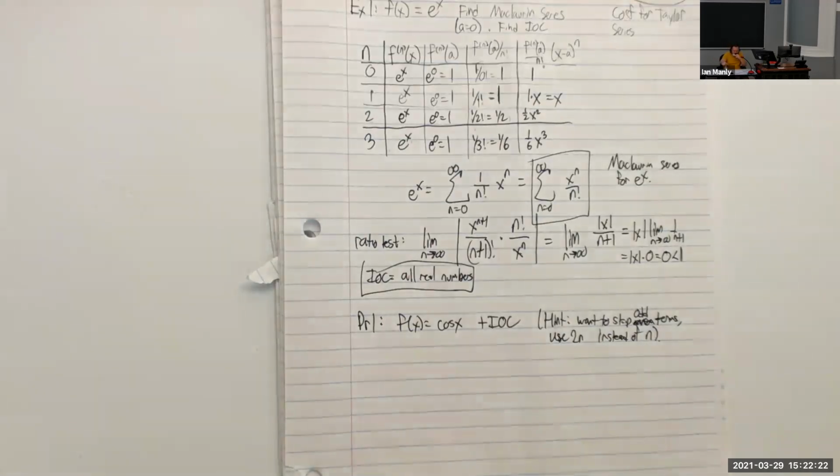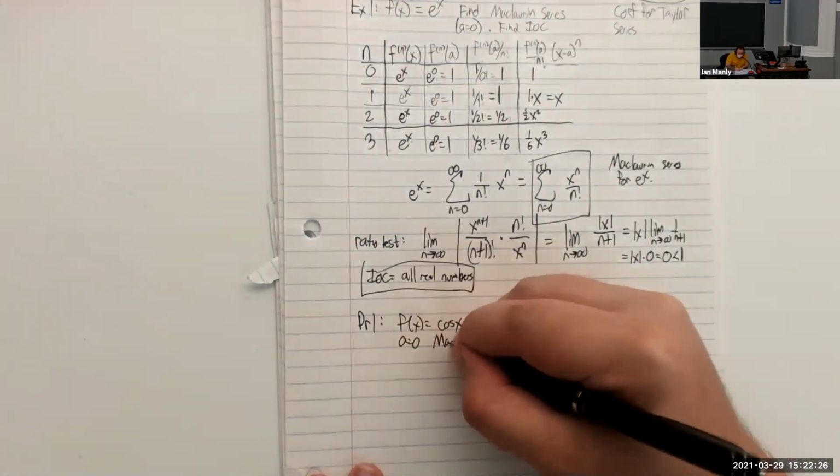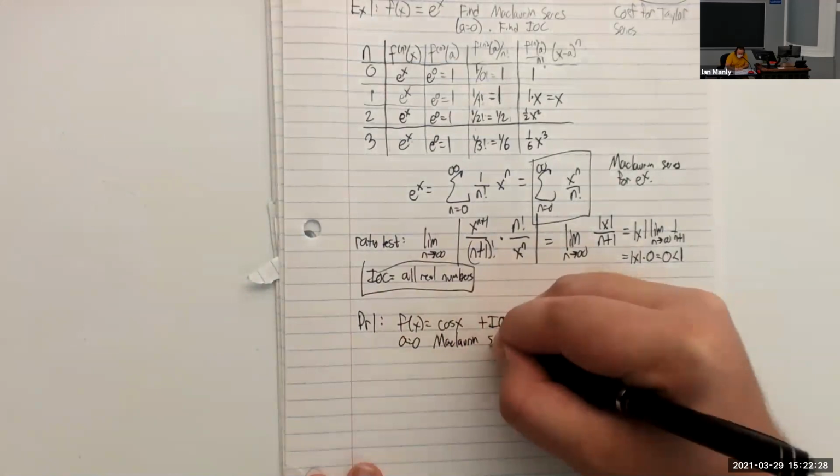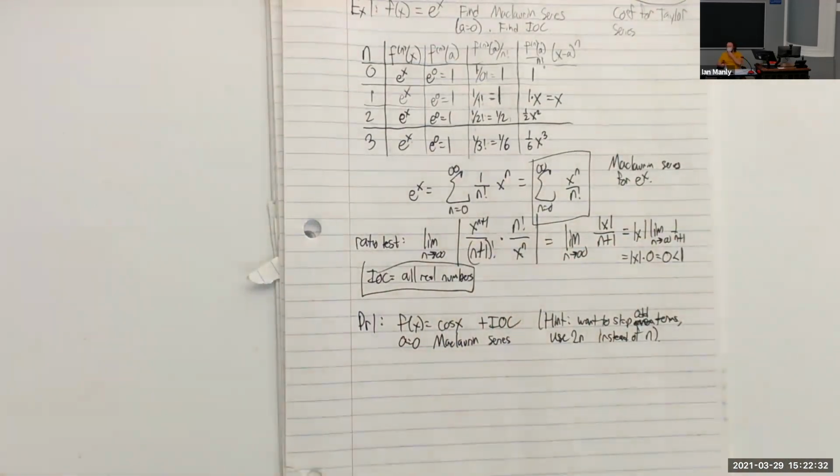Oh, sorry, I didn't specify that. Yeah, thank you. So our a is 0 for this. We want to find a Maclaurin series. And don't worry, we'll talk about some non-zero a's later on.